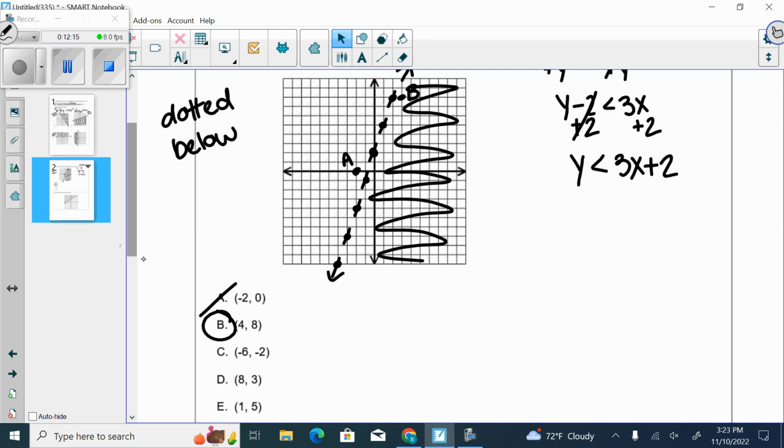Let's see if there's any more. Negative 6, negative 2. Nope. Okay. What about positive 8, positive 3? Okay. And then the last one is at 1, 1, 2, 3, 4, 5. So it's right on the line. Okay. So this one's tricky because it's on the line. But is my line open or a closed line? Open. So is it going to be included? No. If it was a solid line, then we would include it.